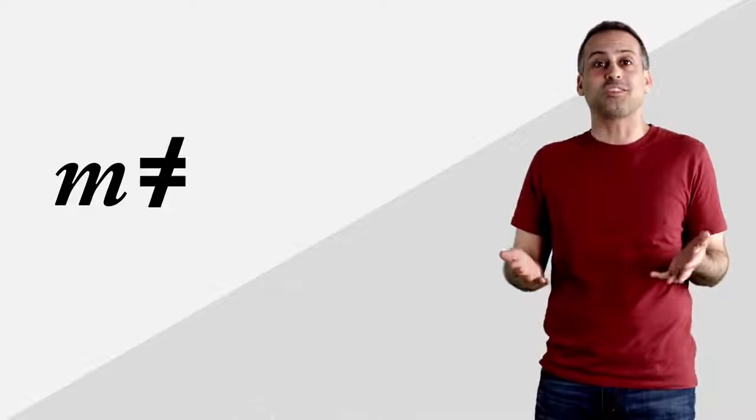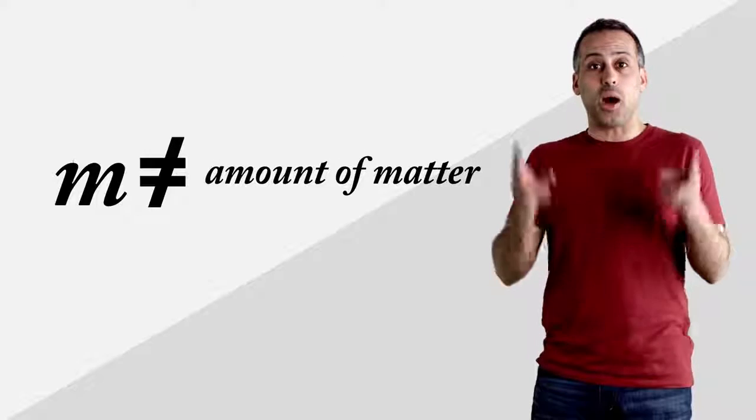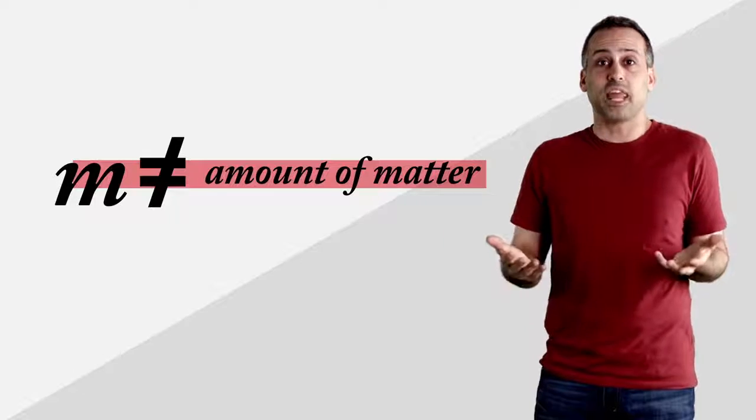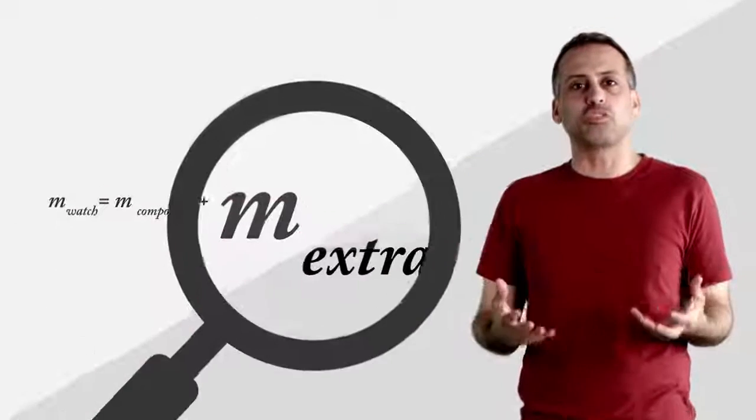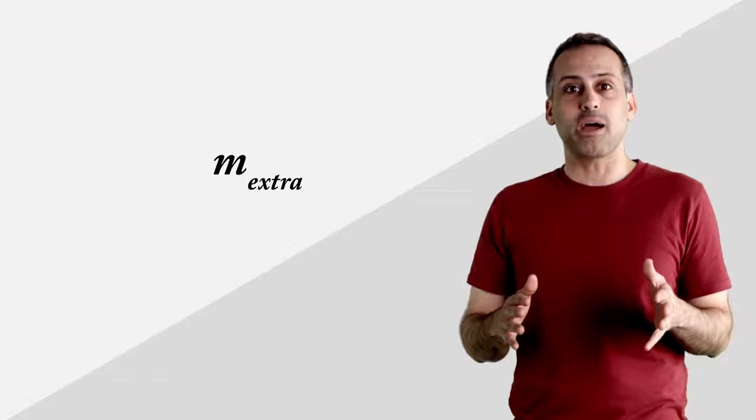That's why, according to Einstein, most of us have always incorrectly believed that mass is an indicator of the amount of matter in an object. In everyday life, we just don't notice the discrepancy because it's so small. But it's not zero, and if you had perfectly sensitive scales, you could measure it.